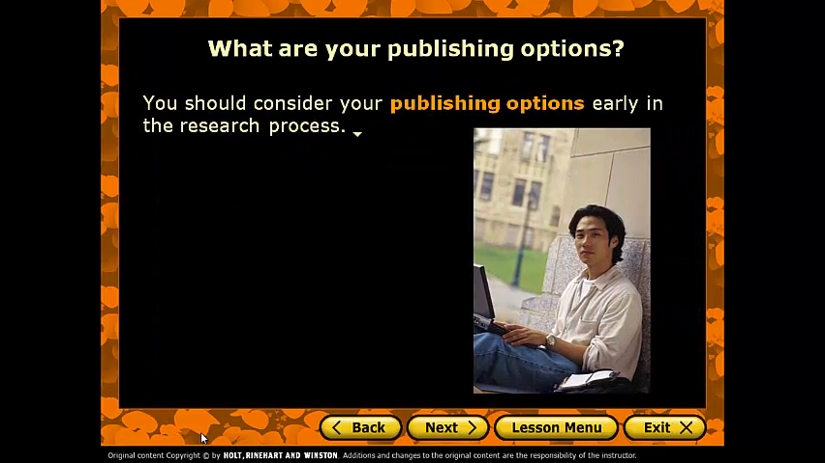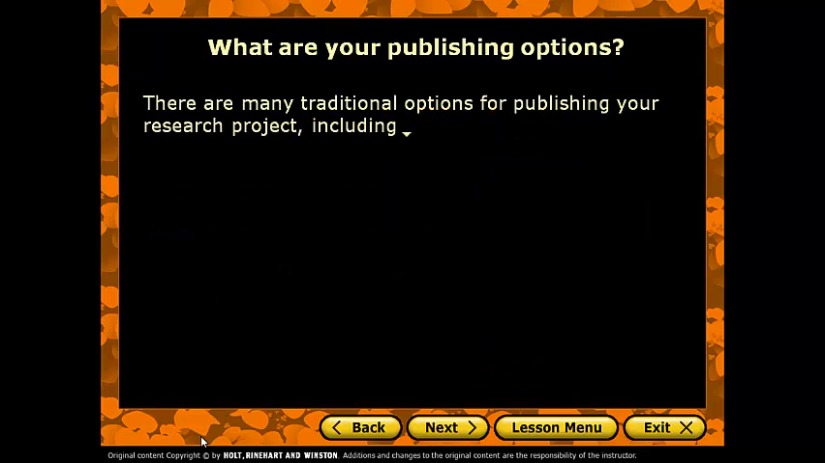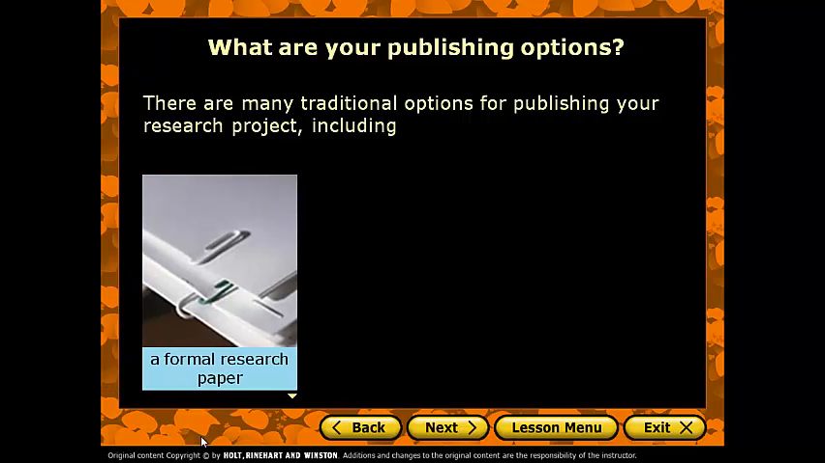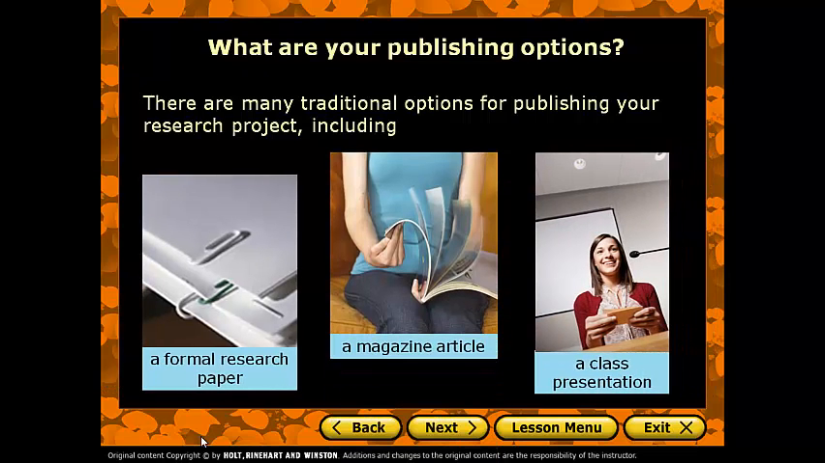So having looked at purpose, let's consider publishing options. If you determine how you're going to publish your research, you can plan better. You can have a better idea of your audience and of the proper length, the format, and the tone of your project. So there are traditional options for publishing: the formal research paper, the magazine article, and a class presentation.